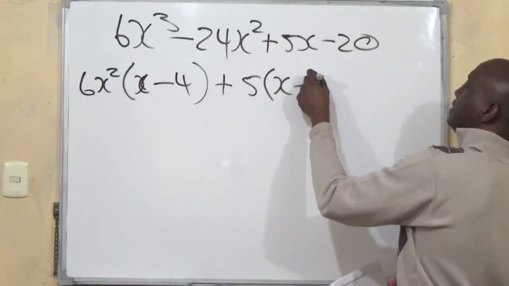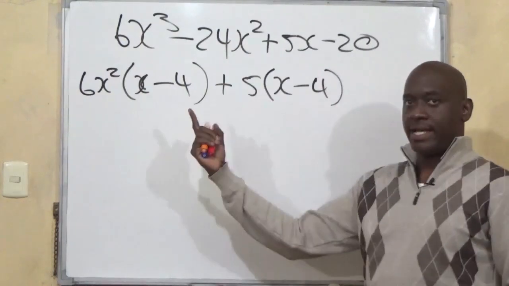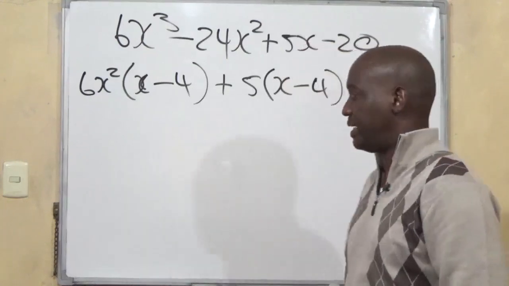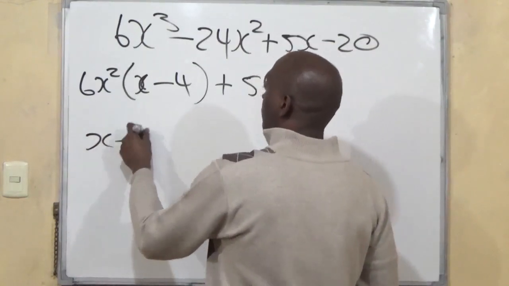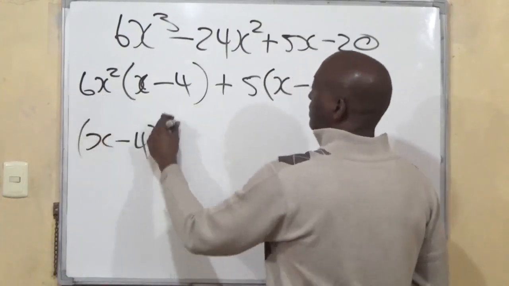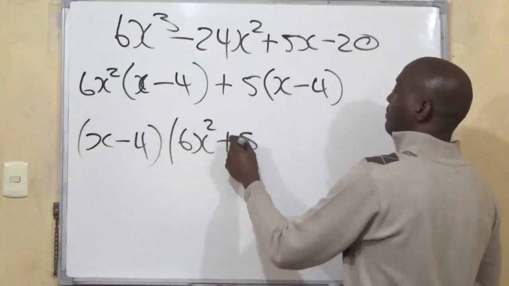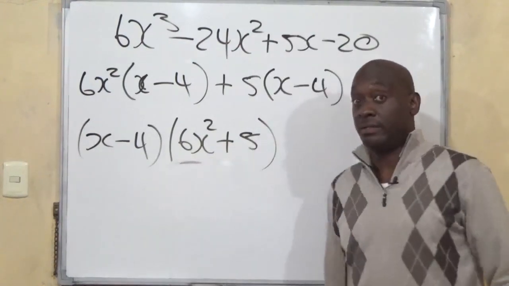into x minus 4. Again, you look at the entire expression, you see that x minus 4 is a common factor. So you take out the x minus 4. So your next line is x minus 4 into 6x squared plus 5. End of discussion. Problem done.